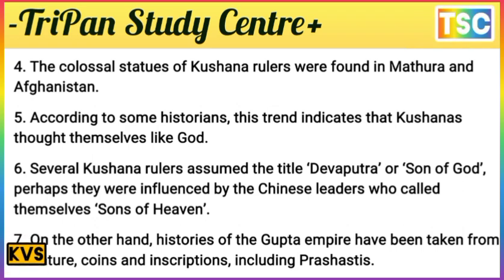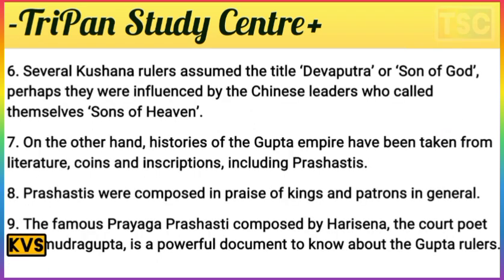On the other hand, the history of the Gupta Empire has been taken from literature, coins and inscriptions, including prashastis. The famous Prayaga Prashasti was composed by Harisena, the court poet of Samudragupta. It is a powerful document to know about the Gupta rulers.